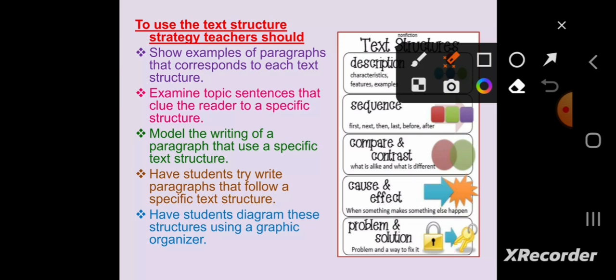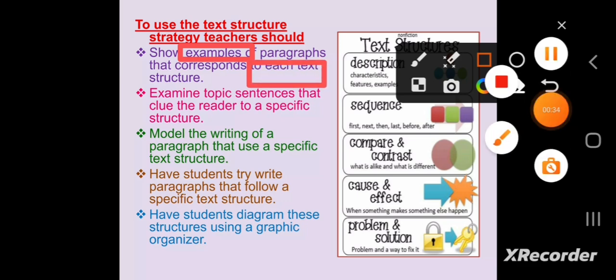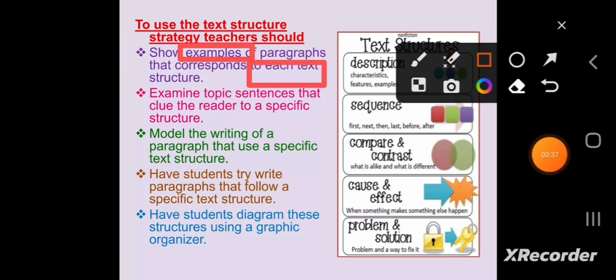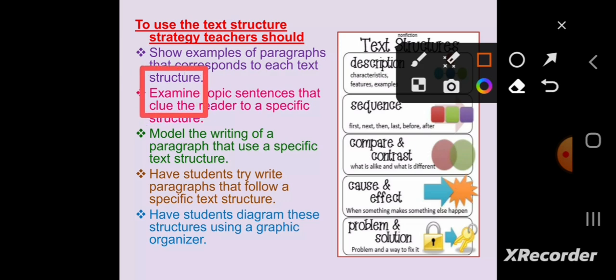Show examples of paragraphs that correspond to each text structure. Examine topic sentences that clue the reader to a specific structure. Model the writing of a paragraph that uses a specific text structure.